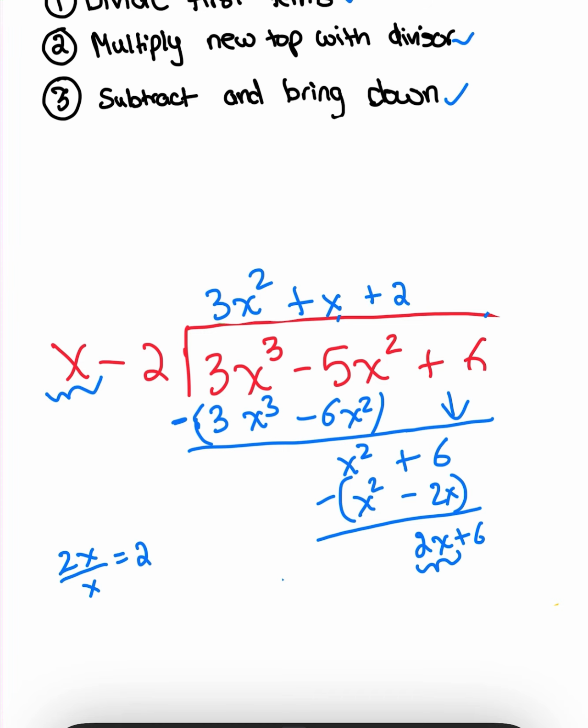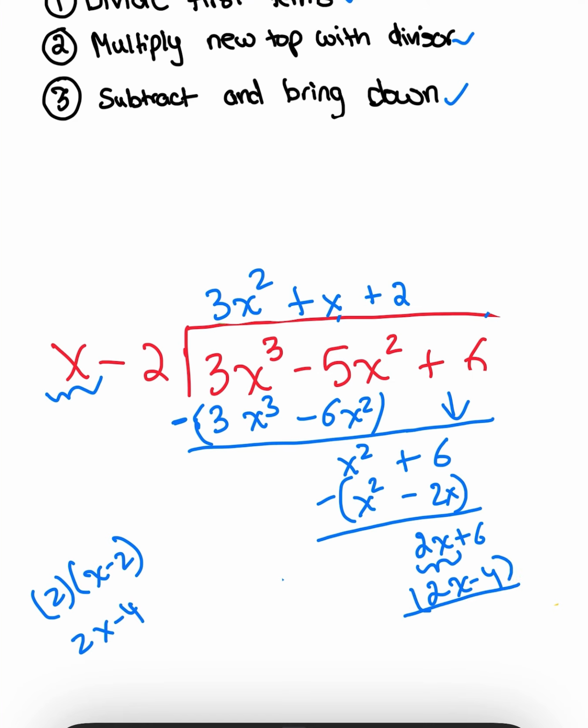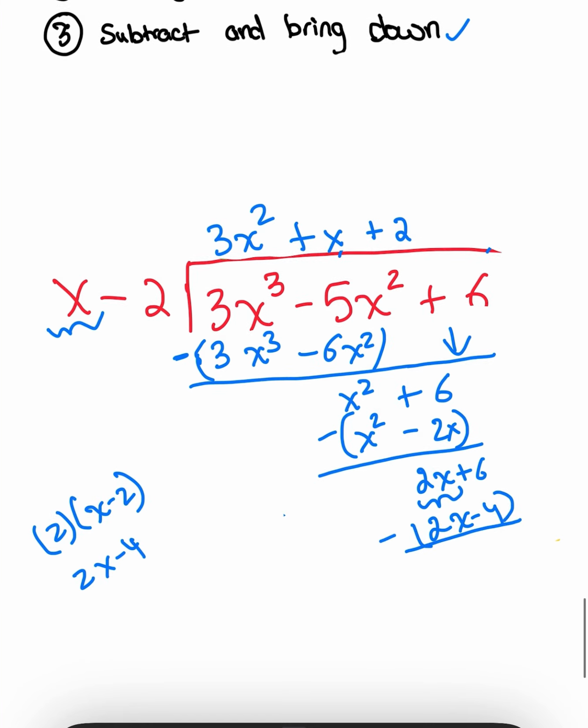So plus 2. Next step is to multiply that new answer with the divisor. So let's do that. That gives me 2x minus 4. And I add that over here, 2x minus 4. Brackets, subtract. 6 minus negative 4 is the same as 6 plus 4, which is 10. 2x minus 2x is 0.